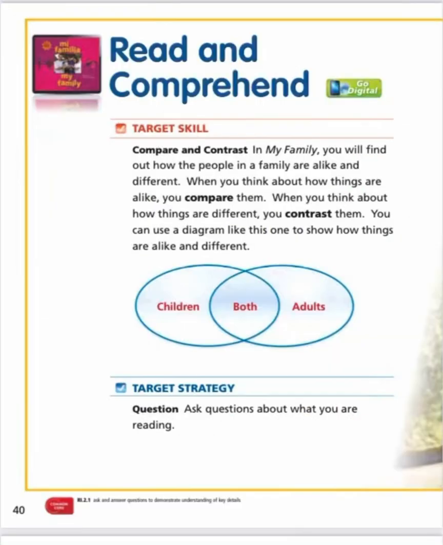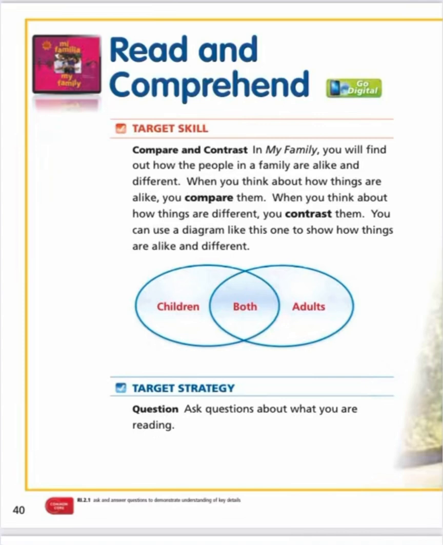Read and comprehend. Target skill. Compare and contrast. In My Family, you will find out how the people in the family are alike and different. When you think about how things are alike, you compare them. When you think about how things are different, you contrast them. You can use a diagram like this one to show how things are alike and different. Children, both, adults.